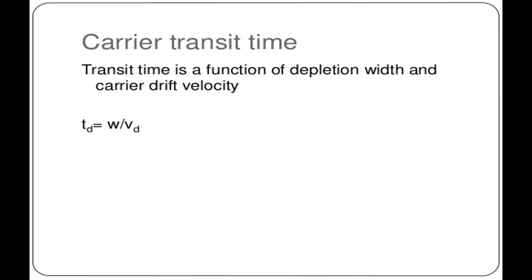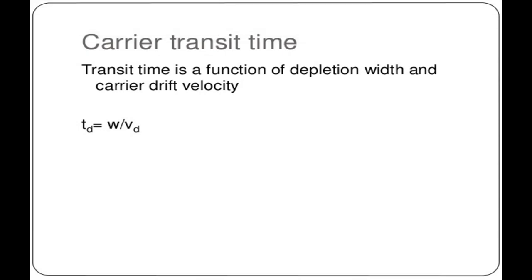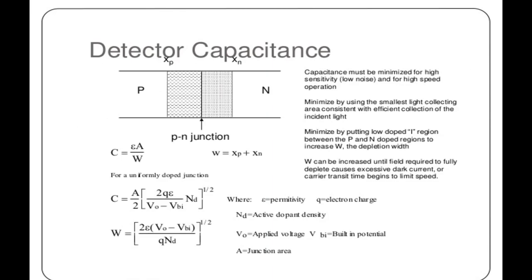The transit time is a function of the depletion width and carrier drift velocity. The transit time TD is W upon VD, where W is the width of the depletion layer and VD is the drift velocity. Transit time is the response time of the avalanche photodiode: how much time is required to respond. These are the equations for that.